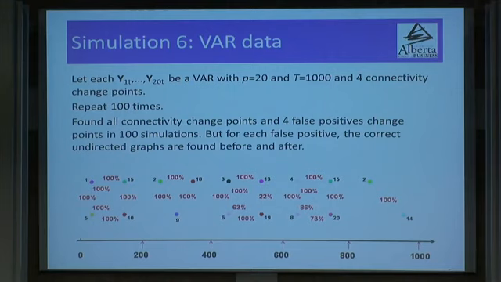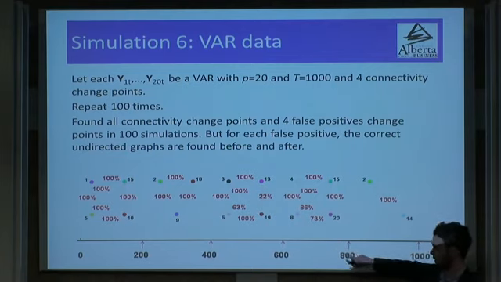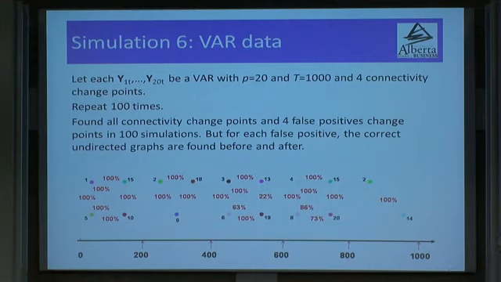In each case, all 100 connectivity change points were found, but also 4 false positive change points were found. But for each false positive, the correct undirected graphs are found before and after. What I mean by that is that if a false positive was found at, say, time point 700, and we estimated the graph between 601 and 700 and between 700 and 800, it found a graph that was very similar to all the data between 600 and 800.